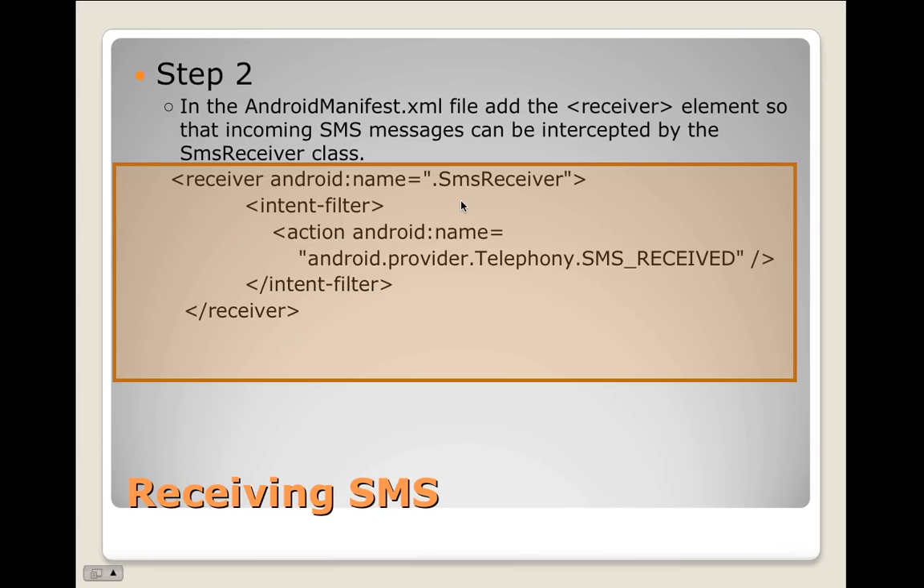You can break it all out actually to different classes for it. So in the Android manifest file, we're going to add a receiver element so that the incoming SMS can be intercepted by the SMS receiver class. And if we add this, then we're going to add the android.provider.Telephony.SMS_RECEIVED, which means that this is able to intercept and receive the message instead of the default text message program that would come up and receive it.